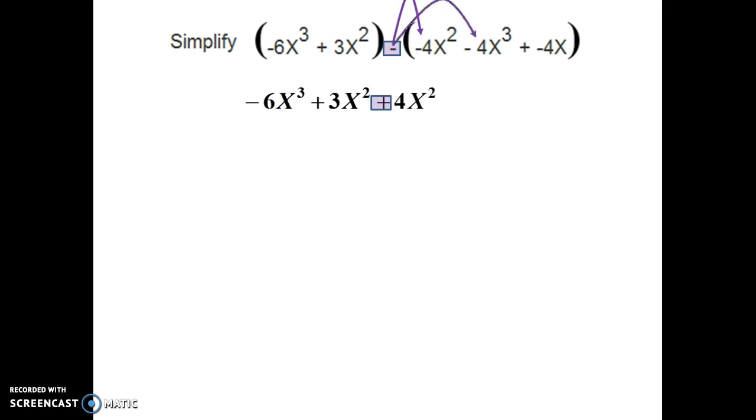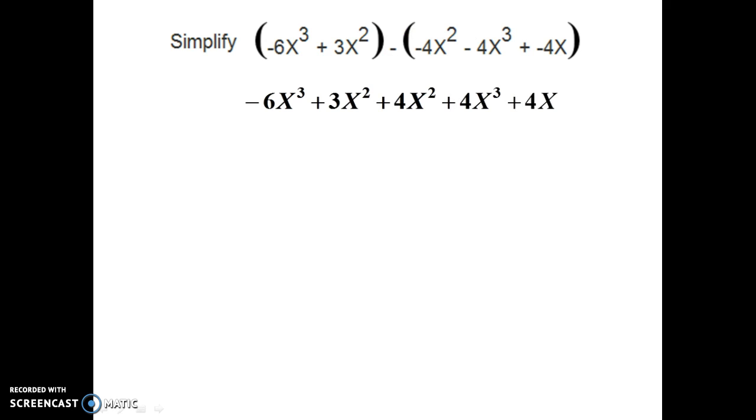Distributing the negative to the next term, so we have a negative times negative 4x cubed gives us again a negative times a negative, which is positive, so plus 4x cubed. And then in this similar fashion we have negative, and then we're going to distribute that to the negative 4x, giving us a plus 4x. Now we can go through a process of combining like terms once again.